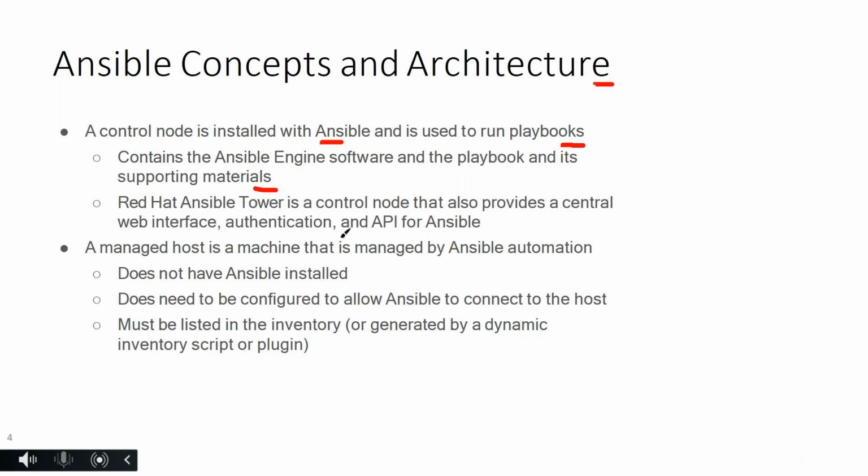Red Hat Ansible Tower is a control node that also provides a central web interface. Central web interface, I want to focus you here. Red Hat Ansible Tower is a control node that also provides a central web interface, authentication, and API for Ansible. API stands for Application Programming Interface, which is used to communicate application to application or service to service.